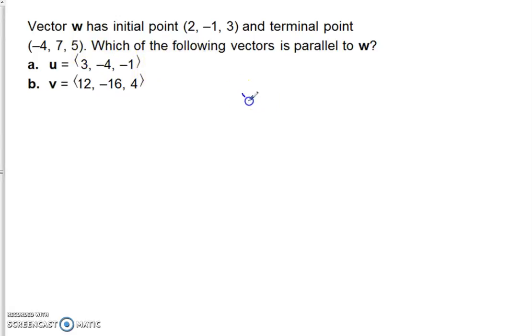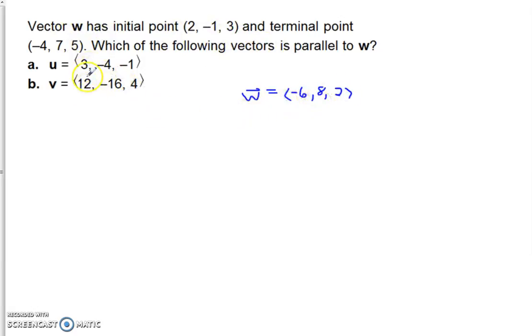So first, we need to know what is vector w, of course. You can't just use the points. We need to find the vector form. So that is equal to -4 minus 2 is -6. 7 minus -1 is 8. 5 minus 3 is 2. And so I have vector w.